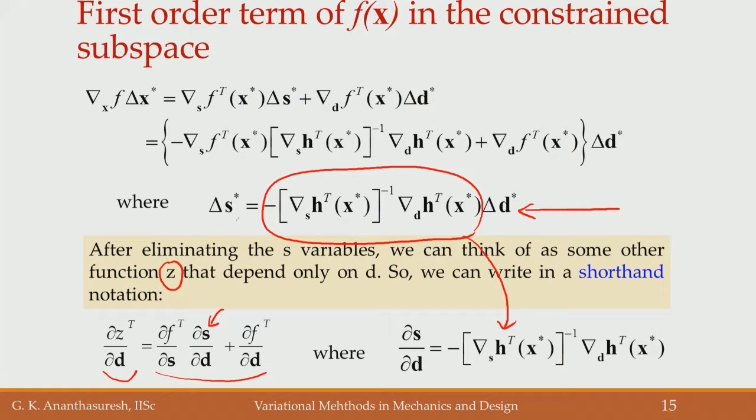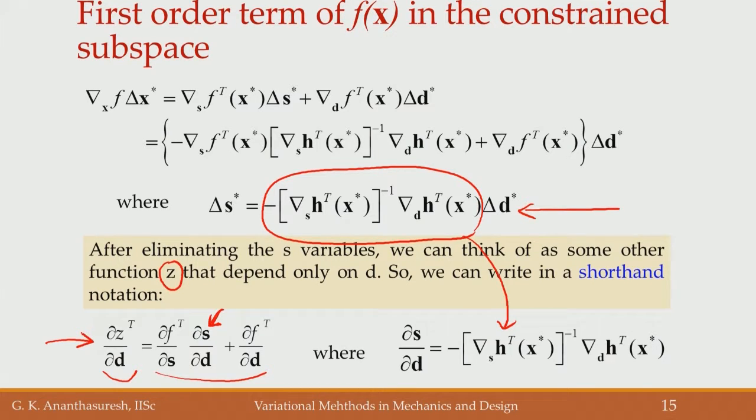Okay. I put delta s star equal to something times delta d star, that essentially means that dou s by dou d, the partial derivative of the solution variables with respect to decision variables, is given by this quantity, and that is what we need to put in here. Okay. Then we get this gradient, and we can take another derivative of this quantity to get the Hessian equivalent of the constrained problem.